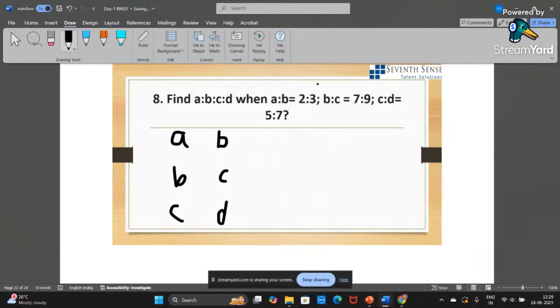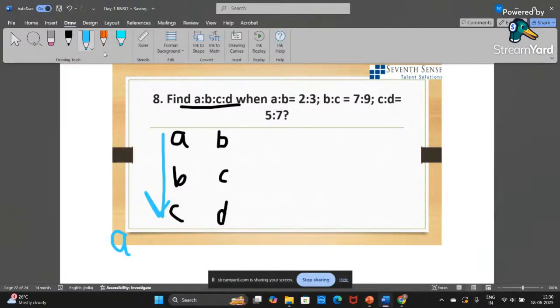See, for A, B, it is 2 is to 3. For B, C, it is 7 is to 9. For C, D, it is 5 is to 7. For A, we have only one value. For D, we have only one value. For B and C, we have two values, but we need it in the form of A is to B is to C is to D. We need it in the format of like this. So, to find the A value, you have to multiply A into B into C. All these three. So, you'll get A.